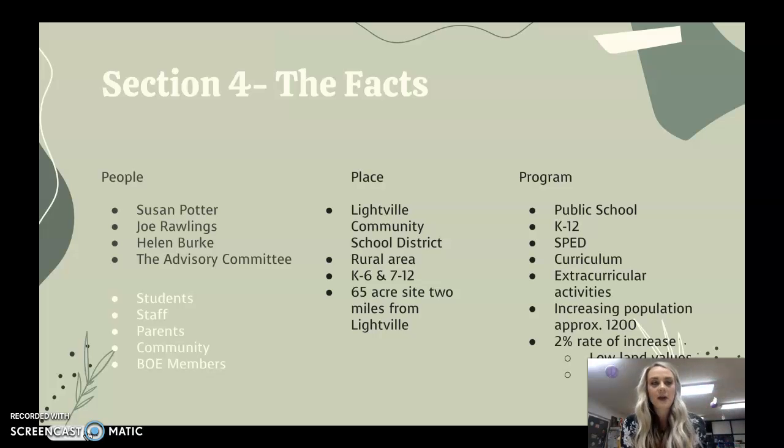So the people that are directly involved and affected right now are Susan Potter, Joe Rawlings, Helen Burke, and then the members of the advisory committee. And then the second set of people that I have listed are the people that it could end up affecting long run. It could end up affecting students, staff, parents, community members, and then board members as well.